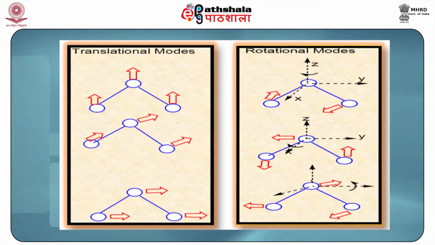In translational motion, what we see is the whole molecule moves in one direction. Either it moves along the z direction, or along the x direction, or along the y direction. Similarly, in rotational modes, the whole molecule rotates about the z-axis, or about the x-axis, or about the y-axis. These are shown as follows with the help of the model.